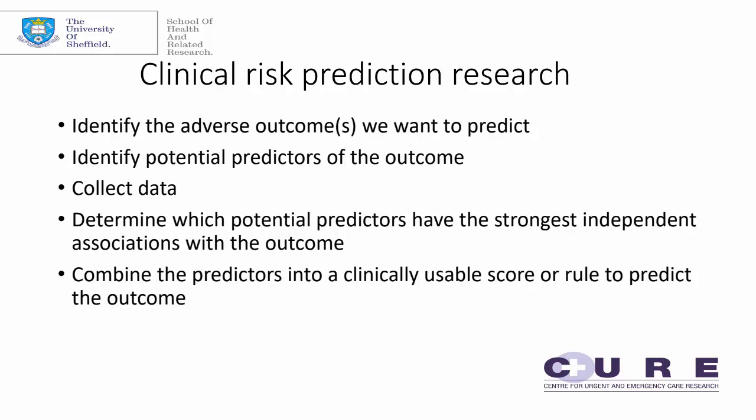Having worked out all of that, we then go and collect the data. So we might get a cohort of patients with the condition of interest. We'll measure all the potential predictors on them. We'll then measure whether they have an adverse outcome. And we'll then do statistical analysis to determine which potential predictors have the strongest independent associations with the outcome. So which, once you take other factors into account, which predictors have the strongest association with the outcome, which are the really powerful, useful predictors. We then combine those predictors into a clinically usable score or a rule of some kind to predict the outcome or estimate the probability of an adverse outcome.